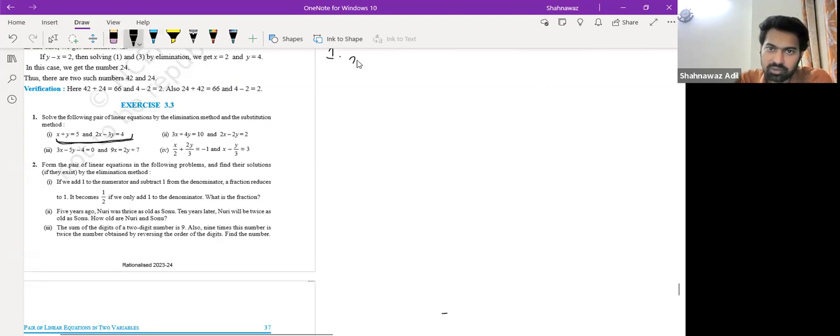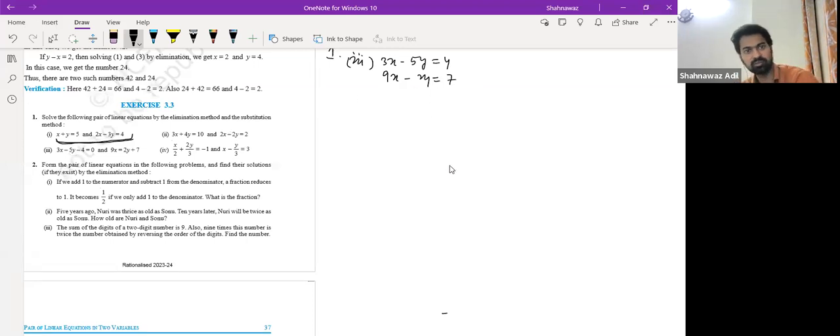Okay, the third question. In the third question, 3x minus 5y equals 4 and 9x minus 2y equals 7. I had to arrange this because it was not given in this form. Yes, sir. And how can I make the coefficient same? I can make this coefficient same as this one. So what should I multiply here?